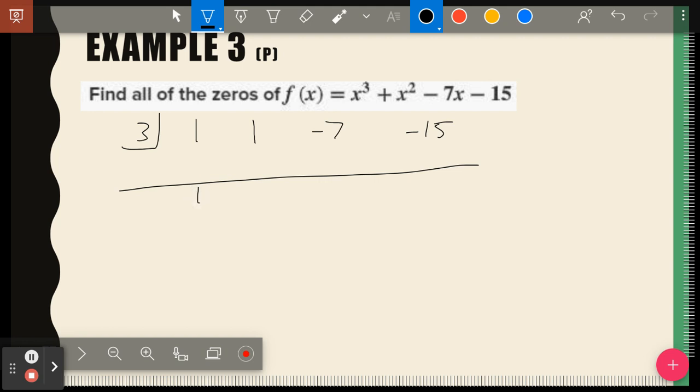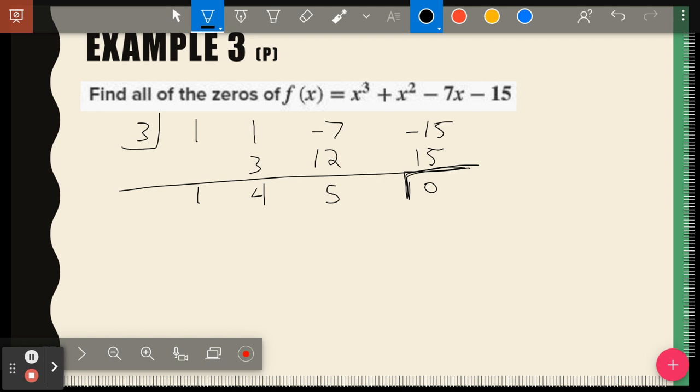One drops down. 1 times 3 is 3. Those add up to 4. Add the column, times by the box. 4 times 3 is 12. Add the column. Those add up to 5. Times by the box, 15. I knew my remainder was going to be 0 because I knew it was a solution.